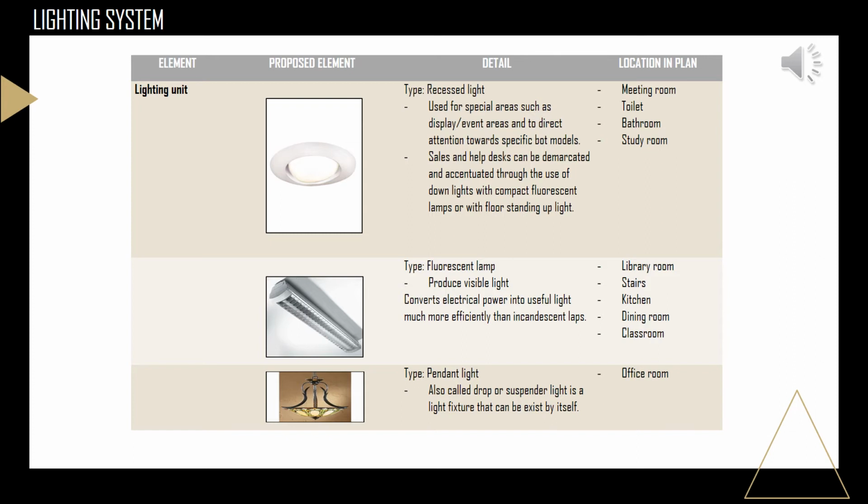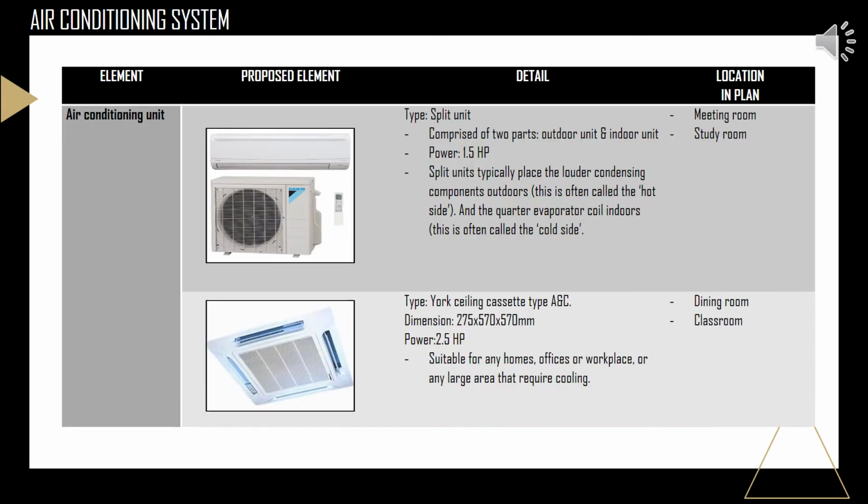For the lighting system, they use resort light for special areas, then fluorescent lamps because they are more efficient, and pendant light because it is a light fixture that can be exhausted by itself. Next, for the air conditioning system, they have two types, which are split unit and ceiling cassette type.